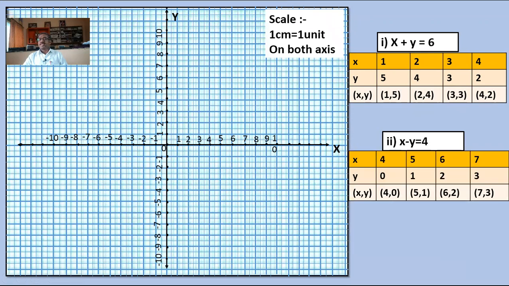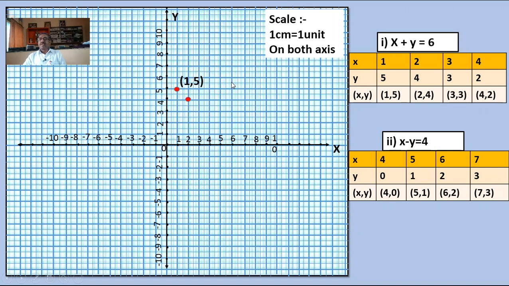Second is 2, 4. Third is 3, 3. And next is 4, 2, for the equation x plus y is equal to 6. First coordinate is 1, 5. X coordinate is 1 and y coordinate is 5. Then we get 1, 5.